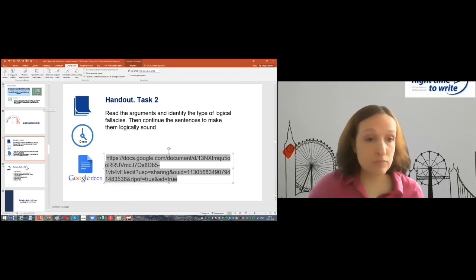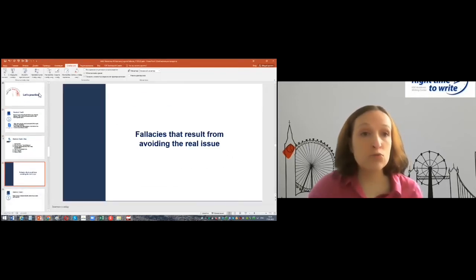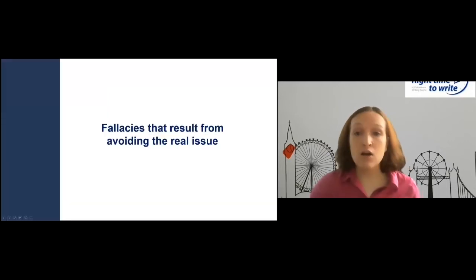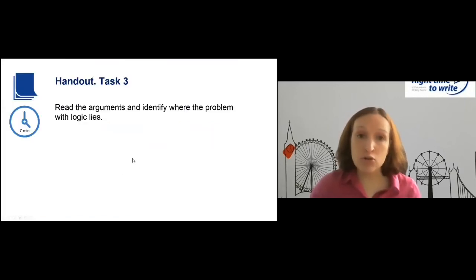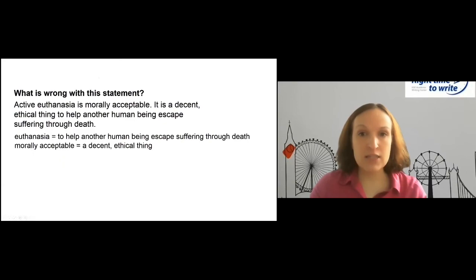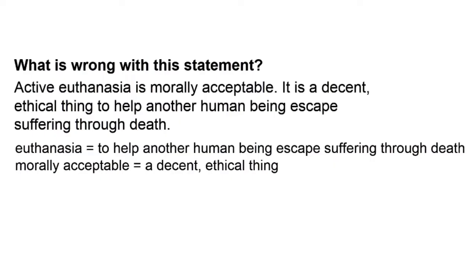And now we're going to talk about some other fallacies which result from avoiding the real issue and appealing to something else, some other circumstances and some other facts which are not related to the argument at hand. And I would like to refer you again to the handout. Can you please look at task number 3 this time? And again, read the statements and identify where the problem with logic lies. Let's focus on the first one.